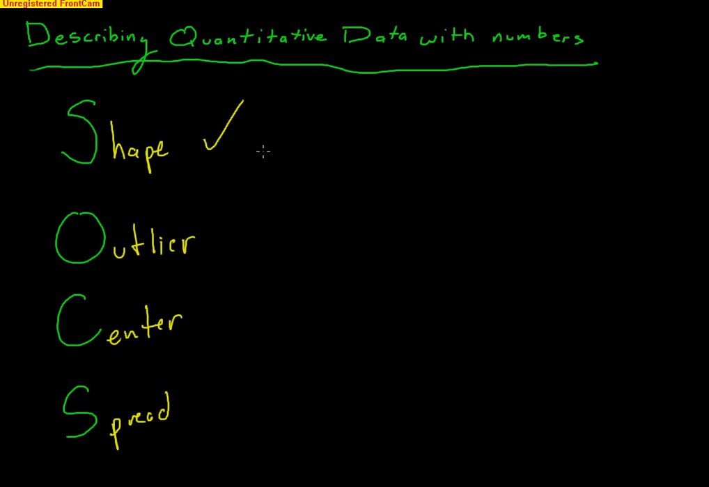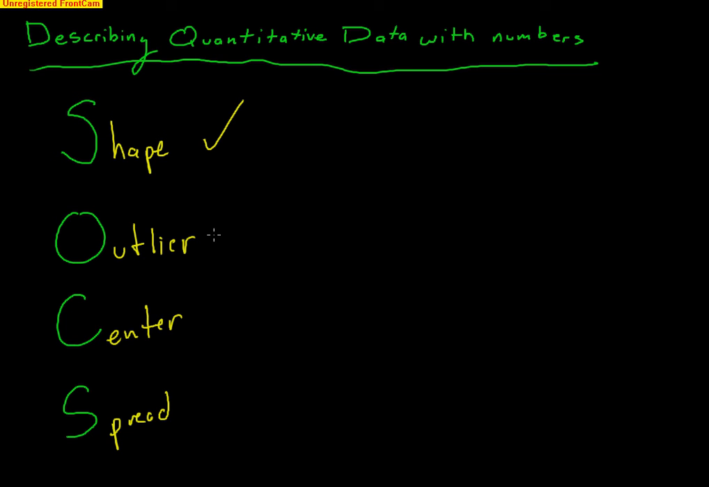We've already talked about shape. We know skewed left. We know skewed right. We know symmetric. We know mound-shaped. Talked about all that stuff. Outliers. How do you know if an actual value is an outlier instead of it just being, well, that's kind of high or it looks a little low? We're going to learn today how to actually know for sure if something's an outlier or not.